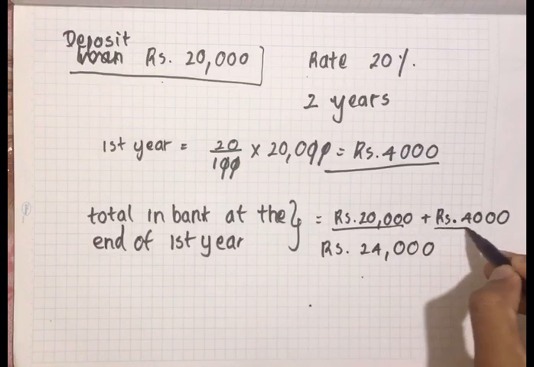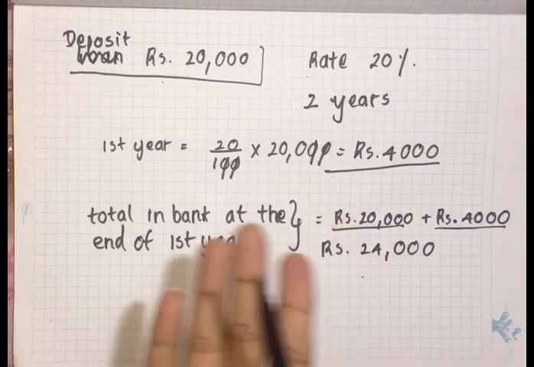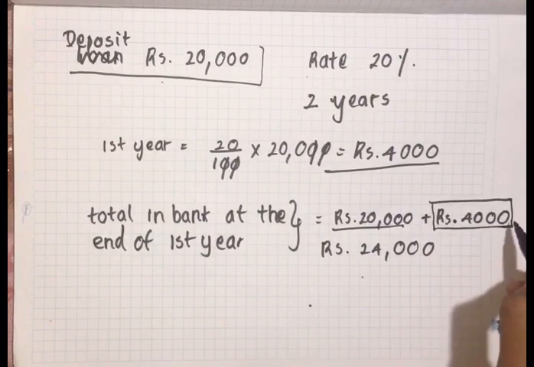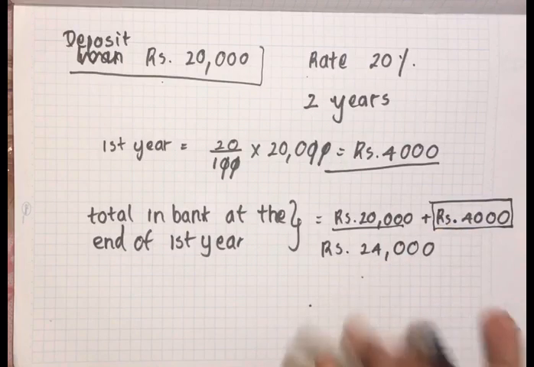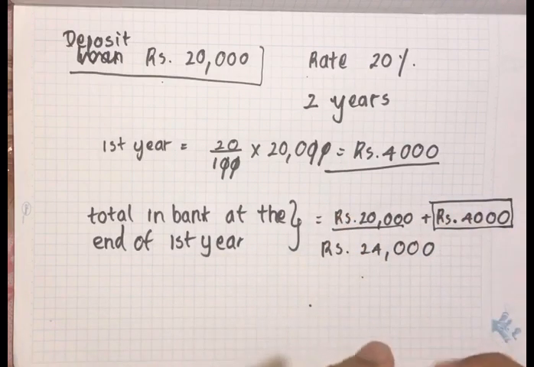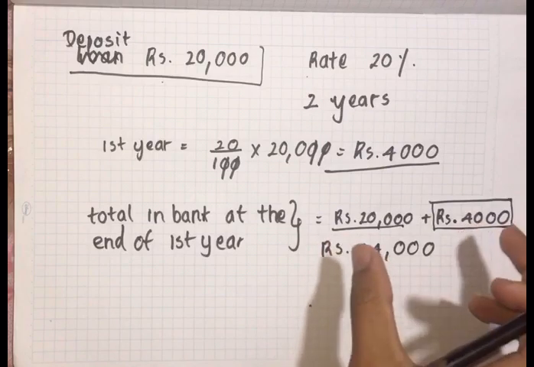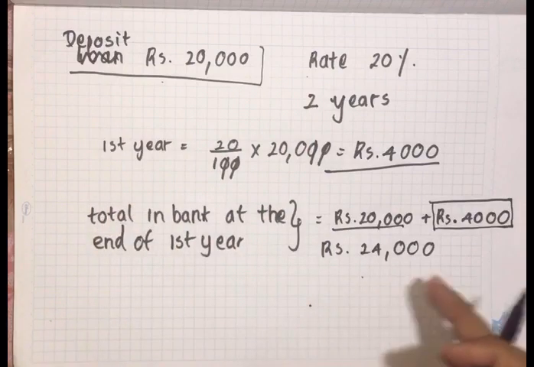Okay, now during the second year, the total interest is calculated based on the deposited amount and also based on the interest you get during the first year. Is that clear? That is the only difference. Now, if we speak about simple interest, they don't take this interest for calculating the interest for the second year. But for compound interest, compound means like combination. So when they are calculating the total interest for the second year, they will include the total amount in the bank at the end of the first year.